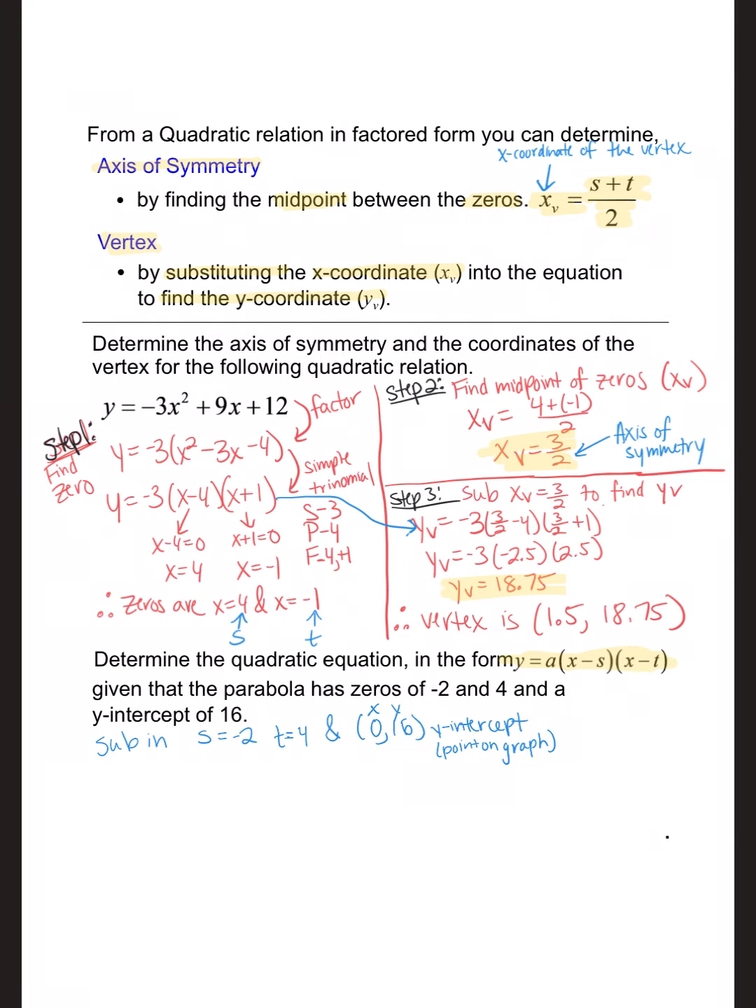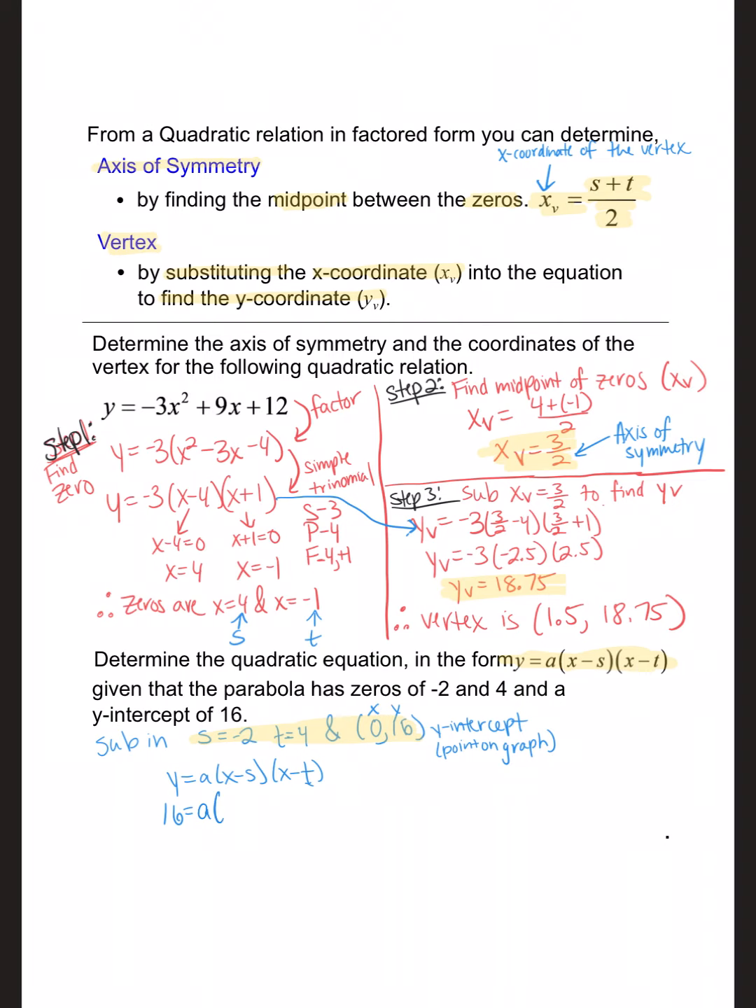Okay, so the general form of the equation is y equals a times x minus s times x minus t. All right, so I'm going to look. Do I have a y? Yes, my y is 16. If I look at the information, I just organize. Do I have an a? I don't have an a, right? I have s, t, x, and y. So for now, I'm just going to leave that as an a.